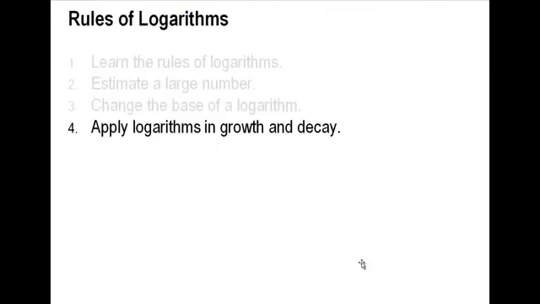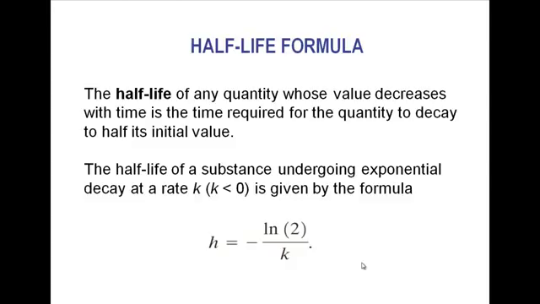Okay, how about applying logarithms to growth and decay? As I said in the beginning, that's one of the biggest applications of these rules. We want to remind ourselves what it means for the half-life of any quantity. The half-life of something is the time that it takes for that quantity to go to half of its value. So when they talk about radioactive decay and radioactive half-life, it's the amount of time it takes for the number of radioactive isotopes to be half as many. You start with 1,000,000. How long does it take to only have 500,000? You start with 1,000. How long does it take to only have 500?